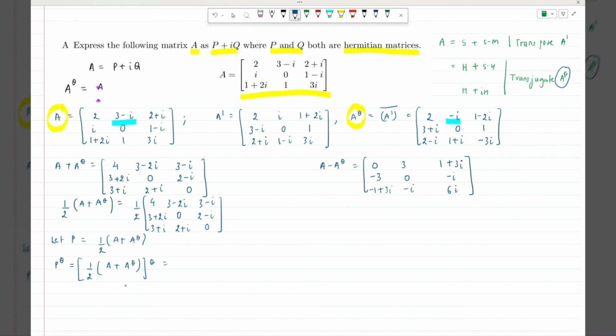So when you take the transjugate, this is going to be half, and this will become A raised to theta plus A raised to theta doubled. So this is going to be A raised to theta, and that is nothing but half A raised to theta plus A. And since we know that the addition of matrices is commutative, therefore P raised to theta is equal to P, which gives us that P is a Hermitian matrix.